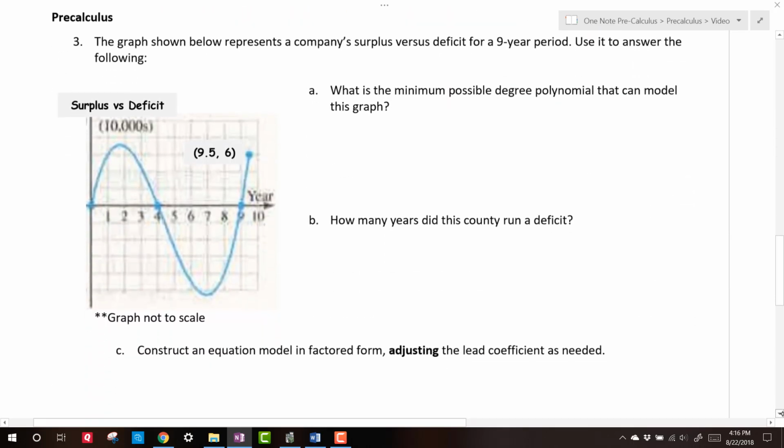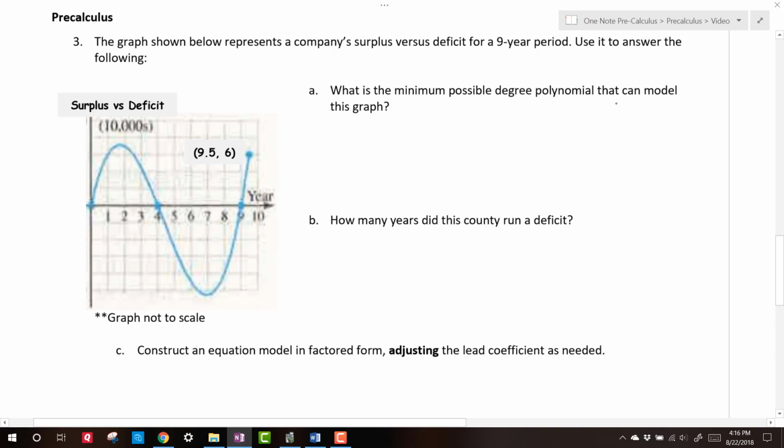So we got a little bit of a scenario here. It says the graph shown below represents a company's surplus versus deficit for a 9-year period. You can see they've got the graph done from 0 to 9. Our last point actually ends up at 9.5 comma 6. All right, what is the minimum possible degree polynomial that can model this graph?